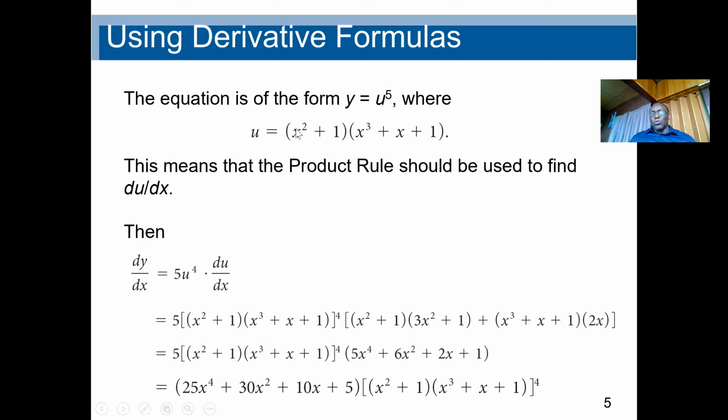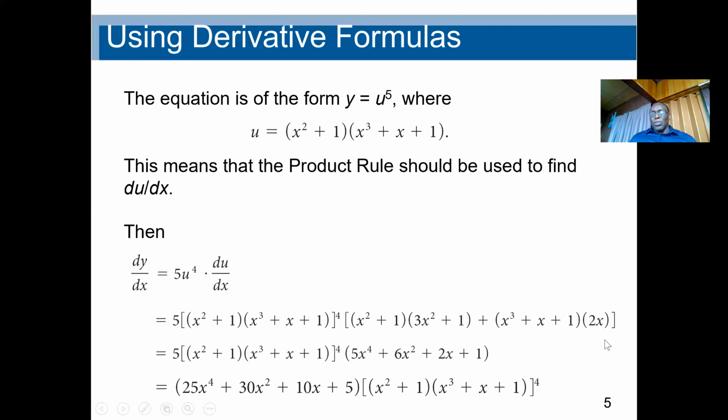So we can say s squared plus 1 times the derivative of s cubed plus s plus 1, which will be 3s squared plus 1. And that's what we have here: s squared plus 1, 3s squared plus 1. Now we have to find the derivative of s squared plus 1, which will give us 2x. Then we multiply by s cubed plus s plus 1. And that's what we get here, plus s cubed plus s plus 1 times 2x.